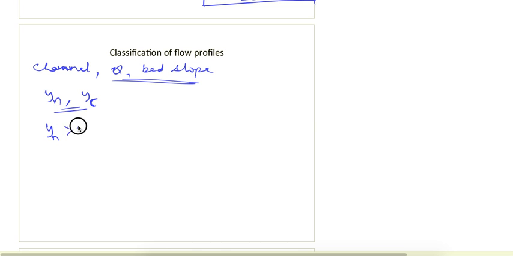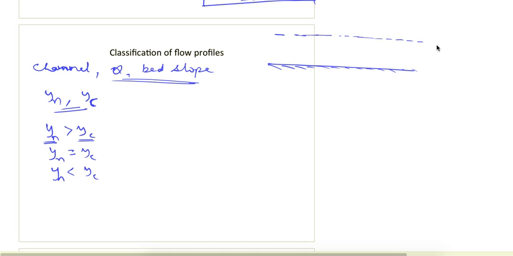First, yn can be greater than yc, yn can be equal to yc, and yn can be less than yc. So corresponding to these three cases there will be three bed slopes. If yn is greater than yc, it means that the depth yn, that is the uniform depth of flow, is greater than the critical depth of flow.